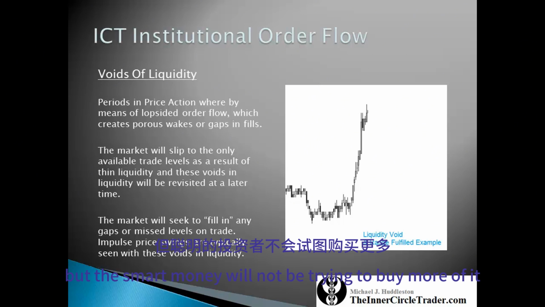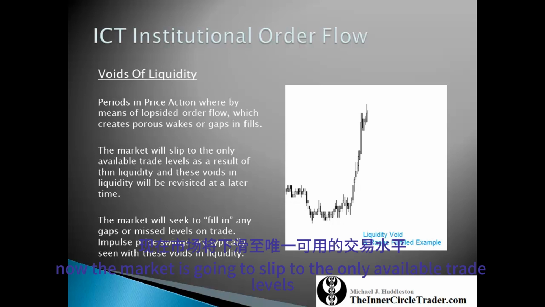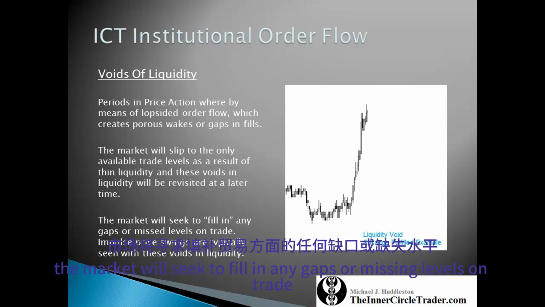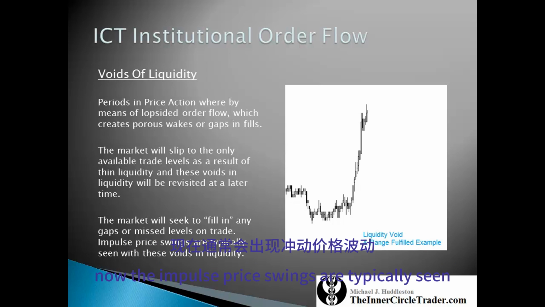But the smart money will not be trying to buy more of it as it does this rally. They're going to look to average in more at a more appropriate price level. Now the market is going to slip to the only available trade levels as a result of thin liquidity, as these voids in liquidity will be revisited at a later time. In other words, the market will seek to fill in any gaps or missing levels on trade. Now, the impulse price swings are typically seen with these voids of liquidity.